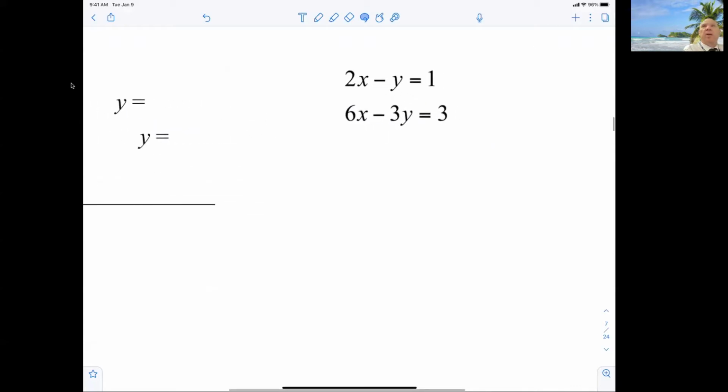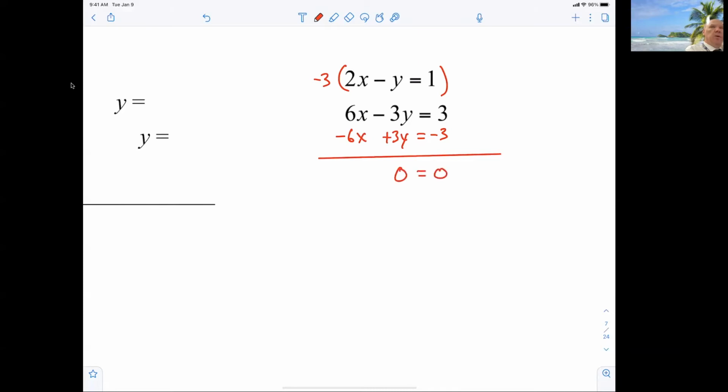Now, am I allowed to just add these together this time? No, because they don't cancel, right? So what do I have to multiply by? Yeah, I'm going to multiply the top by -3. Right? And when I multiply the top by -3, I end up with what? Yeah, so you're supposed to remember that 0 equals 0. So that's your clue that they are what? It's the same line. All right, so we say there's an infinite number of solutions.